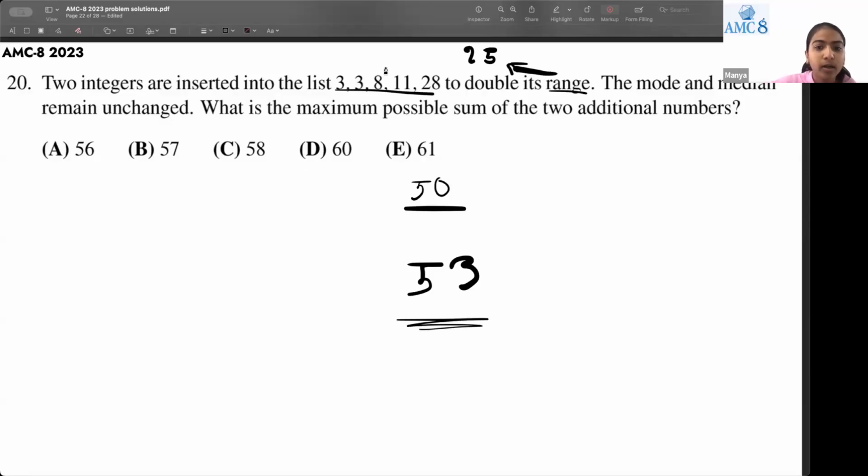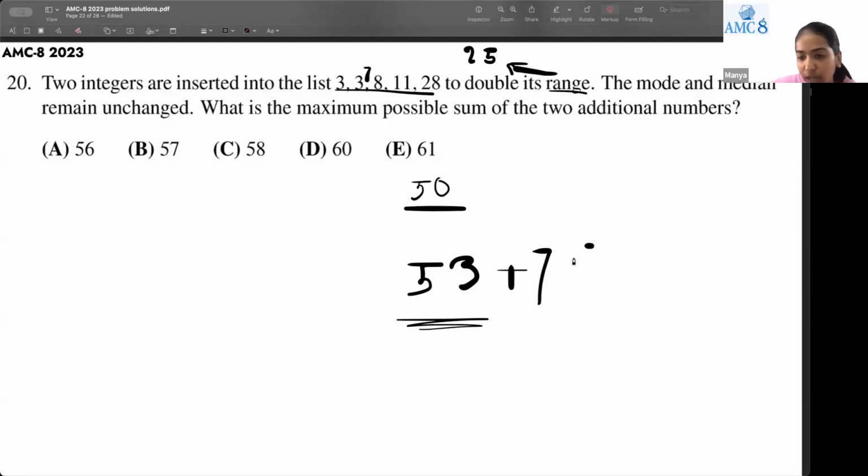And that number must be less than 8, because we don't want the median to change. We want the median to stay the same. And we don't want it to be 8 either, because we don't want the mode to change. We just want the mode and the median to be the same. And so the smallest value that is less than 8, which is an integer, is 7. And so another number that we add is 7.